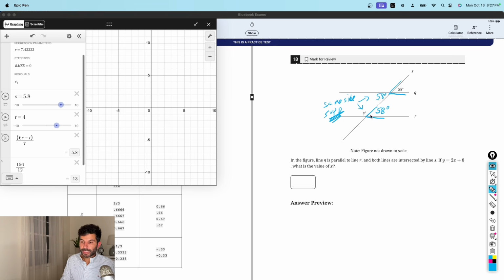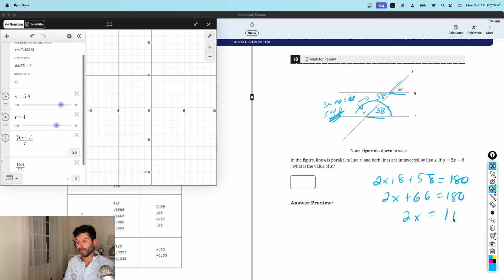Here, it looks like the same thing. Doing it this way is actually going to end up being the same exact equation. If y is 2x plus 8, then 2x plus 8 plus the 58 forms a linear pair, or two supplementary angles. So I'm going to have 2x plus 8 plus 58 equals 180. We're going to combine like terms on the left side. This will give me 66. I'm going to move over my 66 to get 114, and I'm going to get an answer of 57 for my value of x. I will just type that in, and that's my answer.